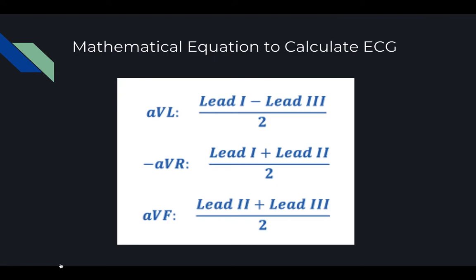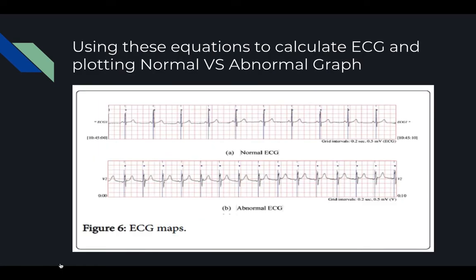Mathematical equations used to calculate the resultant vector are: to calculate the value of aVL, lead 1 minus lead 3 divided by 2; to calculate the value of minus aVR, lead 1 plus lead 2 divided by 2; to calculate the value of aVF, lead 2 plus lead 3 divided by 2. Now, with the help of these equations, we can plot normal versus abnormal graphs for further comparison.